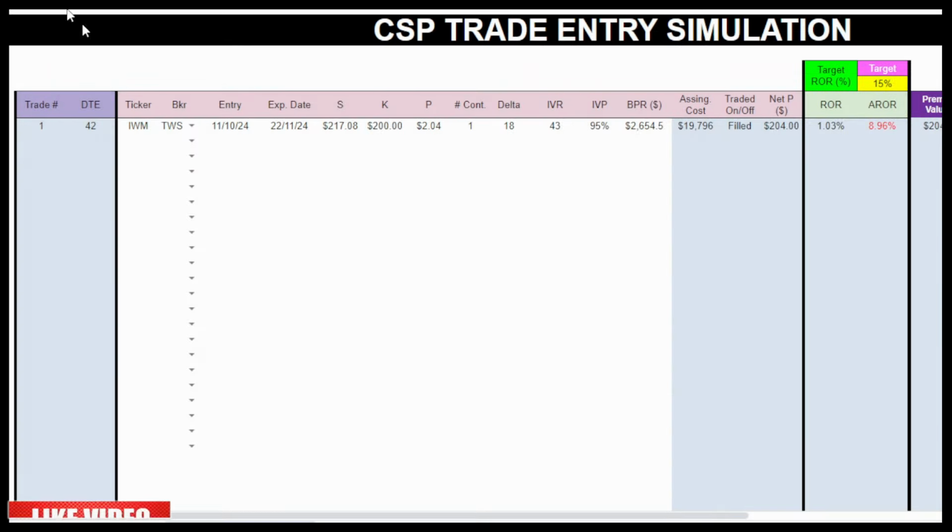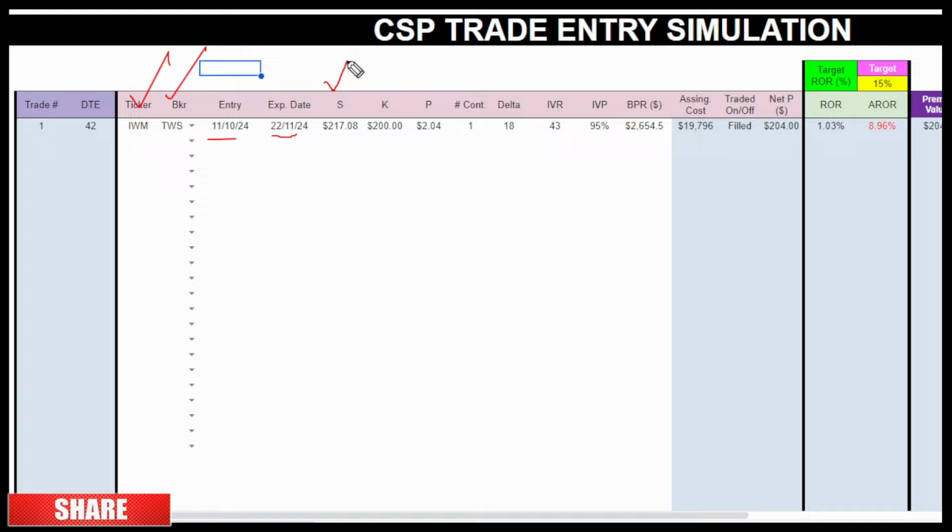Let's see what's going on with this trade, okay? Remember, we had ticker symbol IWM. Of course, we're going to use TastyWorks here. You can have a drop down here, guys, like this, for example. Okay, I have IB and TastyWorks, because I do have a large account on Interactive Brokers, okay? But anyway, we got our ticker symbol. We got our broker here. We got our entry, which is 11th of October 2024. Our expiration date, 22nd of 11, 2024.